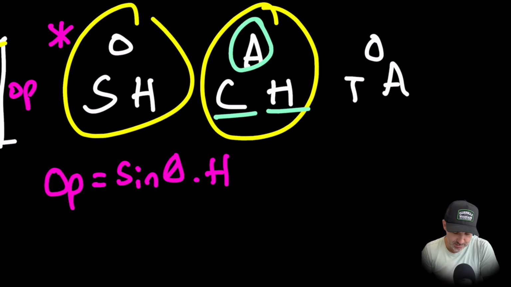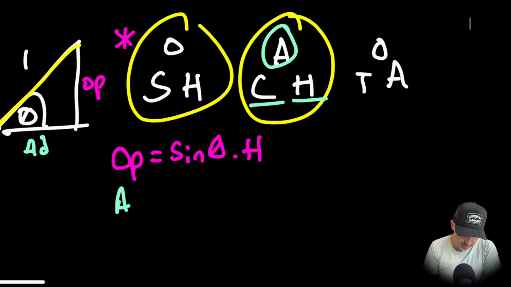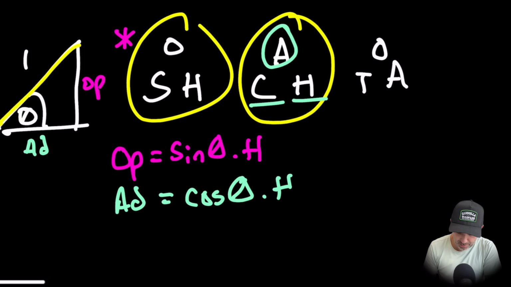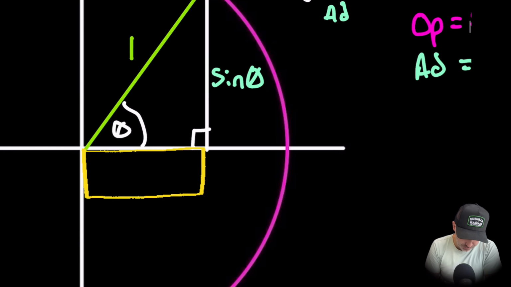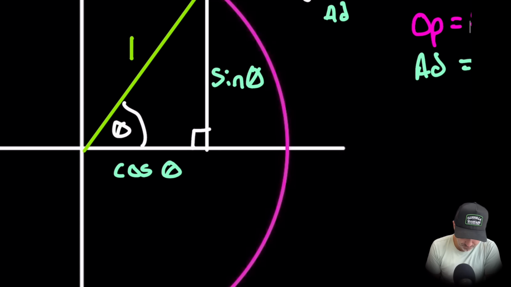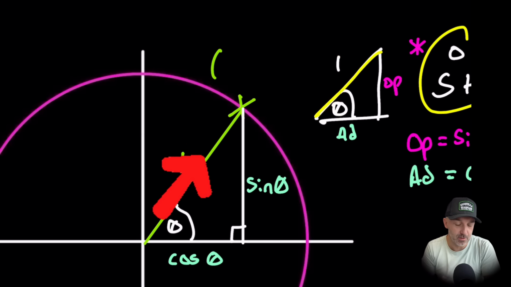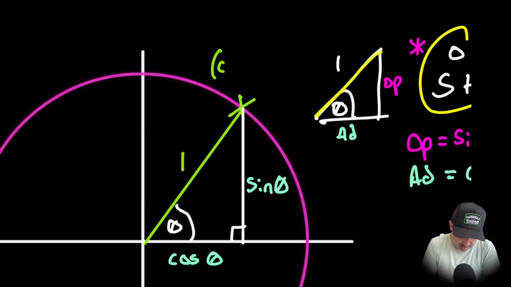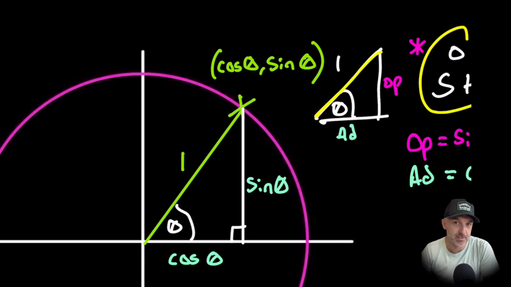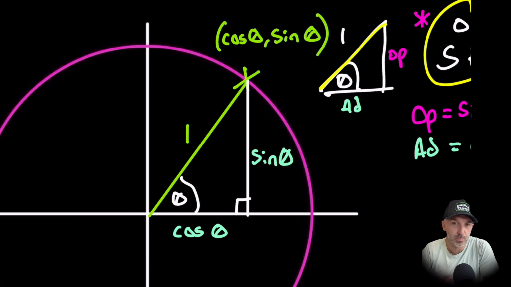So therefore, the adjacent side is just cos theta times h. But h is 1, so it's just cos theta. That means the adjacent side of this triangle is cos theta. And therefore, the coordinate of this point on the circle can now be represented by cos theta, sine theta. That will be true for any point on this circle as we move around: the coordinate will be cos theta, sine theta.